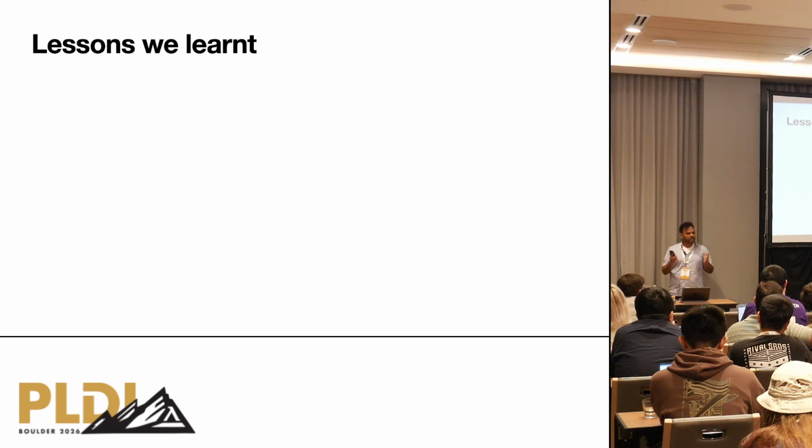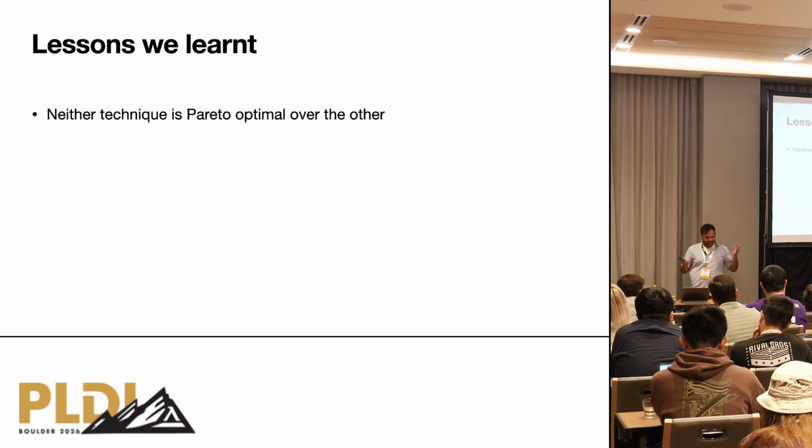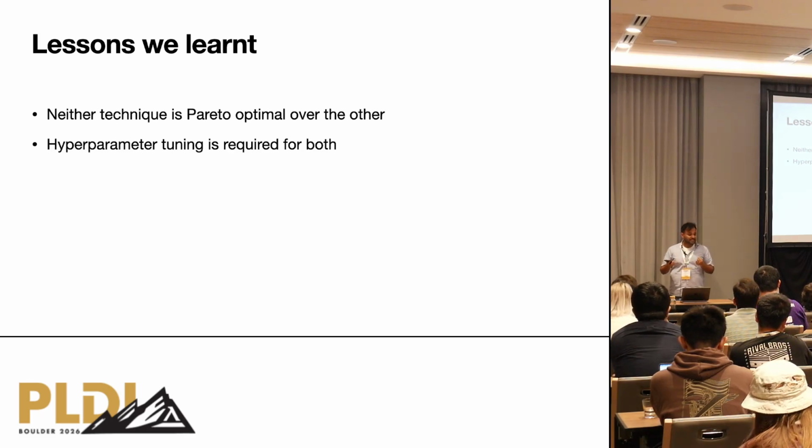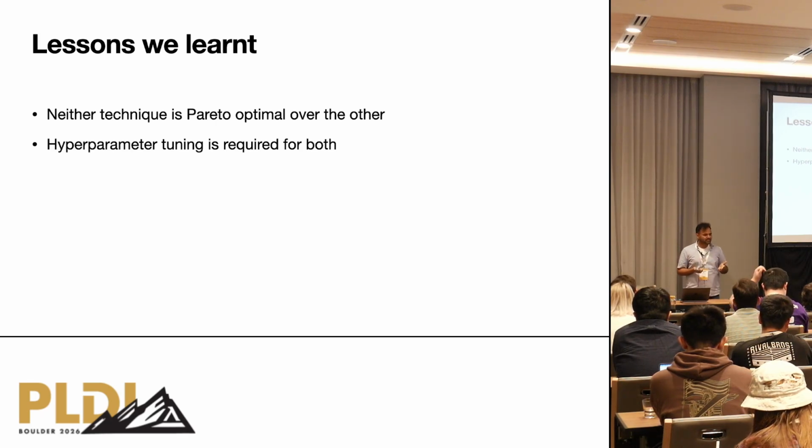Okay, so those were our 5 benchmarks. Let's take a step back and see what we learned. First, as I've been saying, neither technique is Pareto optimal over the other. Some hyperparameter tuning is required for both. For EqSat, you may need to do some rule scheduling. For stochastic, you might need to change the cost function a little bit, or you might need to tune your restart schedule. I didn't discuss restart schedules in this talk, but you can see the preprint for more details.